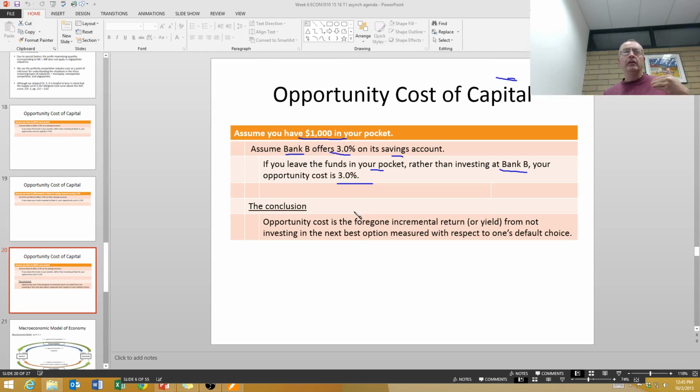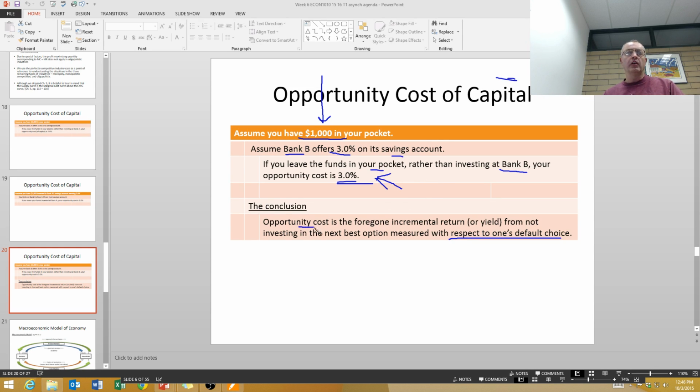Why? Because the concept of opportunity cost is relative. It's relative to your default choice. So if the choice is between leaving the money in your pocket and not earning anything versus investing in the 3%, then your opportunity cost is 3%. If the bank is only offering 2% and you leave your money in your pocket, then your cost is 2%. If you invest in Bank A and receive the 2%, and then you find out about Bank B offering 3%, but you decide to stay at Bank A instead, then your opportunity cost is only 1%.